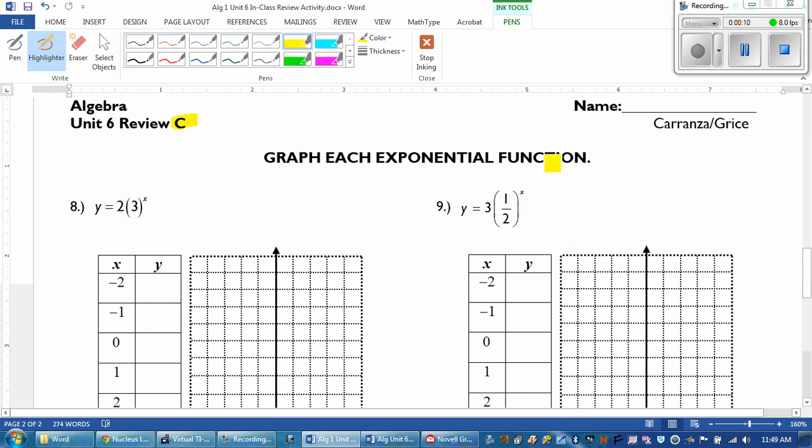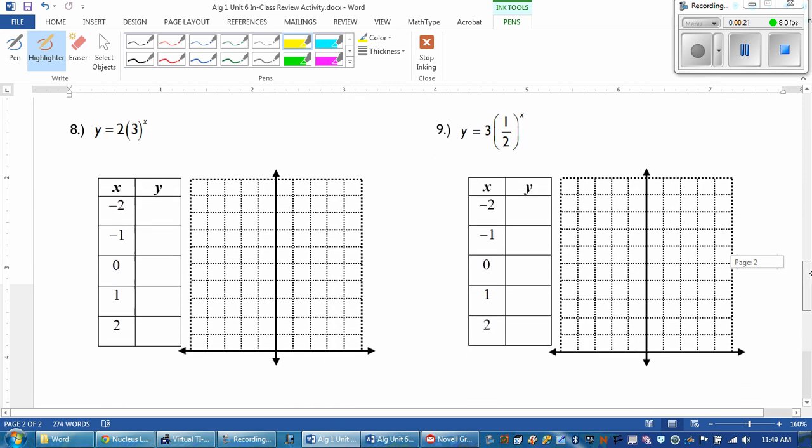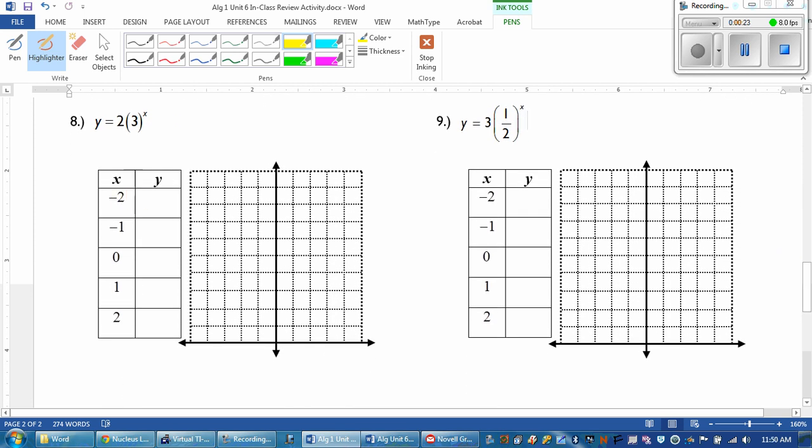Directions say to graph each exponential function. So for number 8, we get y equals 2 times 3 to the x power. So what are we supposed to do? On the left-hand side in our table right here, they're telling us all the different values that we could plug in for x. Now, we can do this two ways.